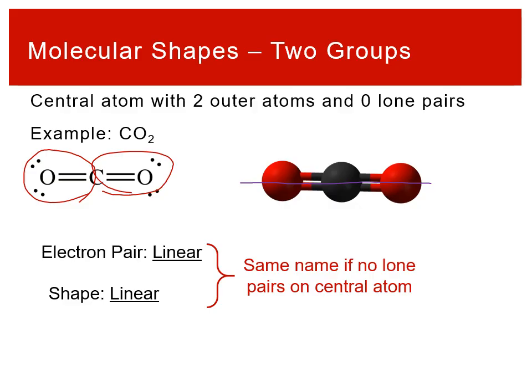The whole point of shape is to talk about the locations of atoms. If there are only atoms bonded to that central atom, with no lone pairs on it, then that arrangement of atoms is going to be the same as the arrangement of the electron pairs, because there were no lone pairs to get in the way. So if you have a central atom with 2 outer atoms and 0 lone pairs, that whole molecule is called linear. The electron pair geometry of the carbon atom is linear, and the shape of the whole molecule is also linear.